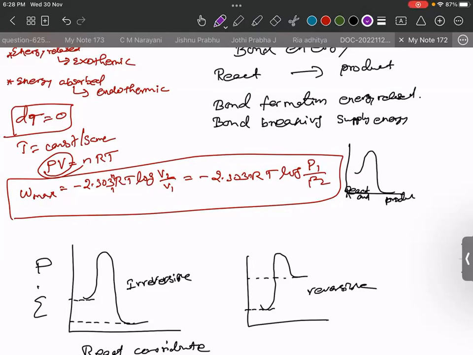Path is very important. Where you started, where you ended. What is the energy of the initial state? What is the energy of the final state? What is the difference between these two? It gives rise to the enthalpy. Now you are connecting enthalpy and energy. So H is equal to E plus PV. So the application of the first law gives rise to the enthalpy.